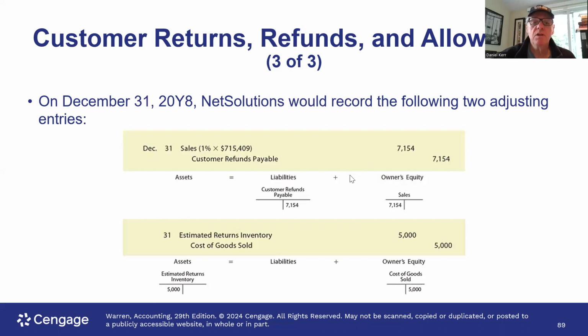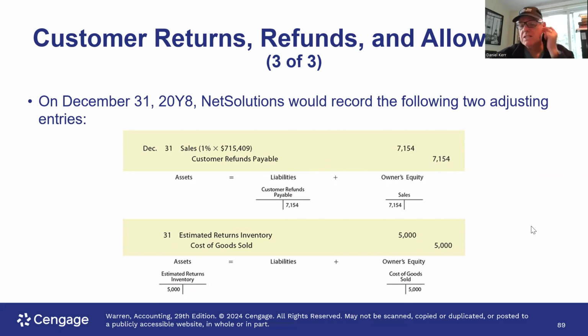The first one is to record the customer refunds payable. So I take 1% of sales, and so I actually reduce sales by $7,154. And then I increase the liability account, customer refunds payable. So when customers actually return stuff to us, then we don't debit sales again, we debit customer refunds payable. But that's the adjustment we make at the end of the period.